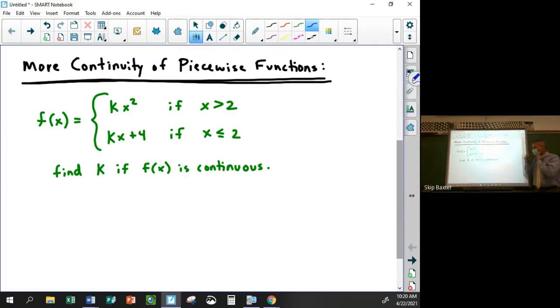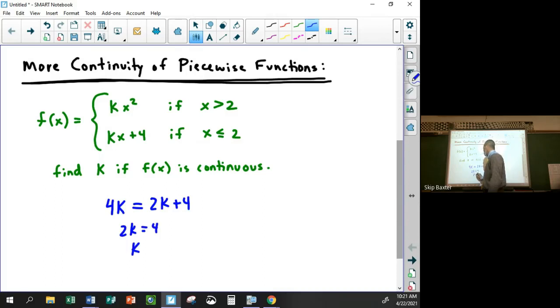If you know that f of x is continuous, that means that when you plug 2 in here, you get 4k. That has to equal what you get when you plug 2 in here, 2k plus 4. Does that make sense? That's the way to ensure that the limit exists, if plugging 2 in here gives you the same thing as plugging 2 in here. So this ends up being 2k equals 4, so k has to be 2. That's the value of k that ensures the limit exists, and the limit has to exist because they tell you it's continuous. Okay?